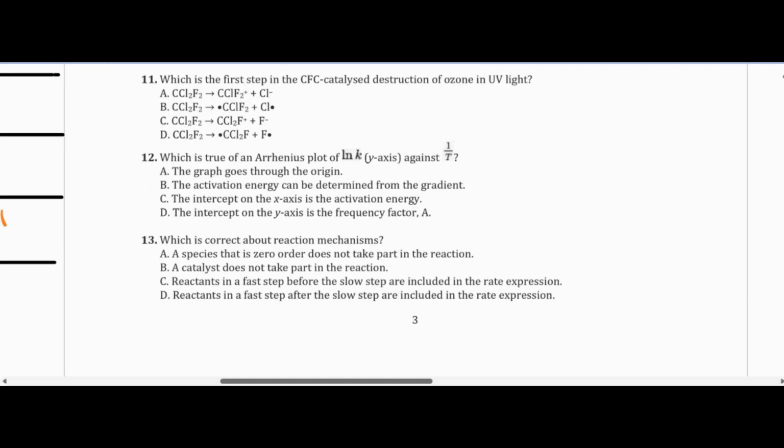Question 11. Which is the first step in the CFC catalyzed destruction of ozone in UV light? Okay, so CFC stands for chlorofluorocarbon. So that's a molecule that contains carbon, chlorine, and fluorine. Ozone molecules are very easily destroyed by free radicals. And they are present in the stratosphere as nitrogen oxides, or they're produced when these CFCs are broken down by UV light.